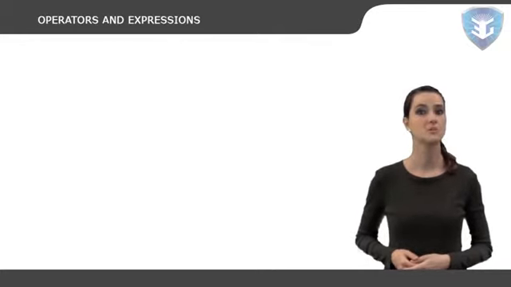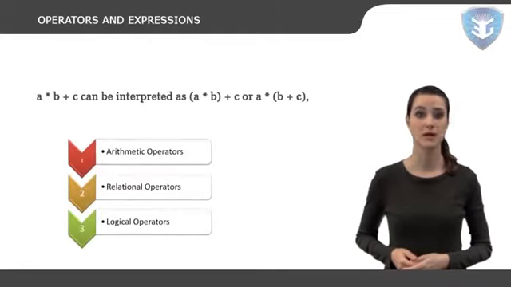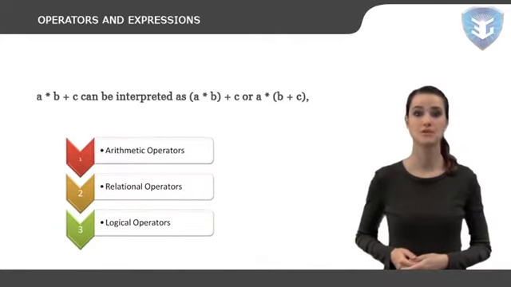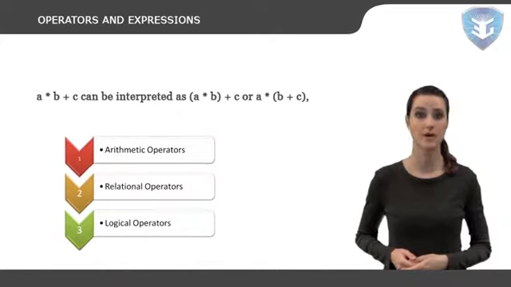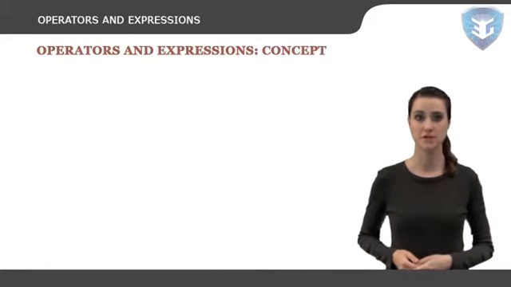For example, the expression shown here can be interpreted as a multiplied by b plus c, or a multiplied by b plus c. But the first interpretation is the one that is used because the multiplication operator has higher precedence than addition. Let's discuss the concept of operators and expressions.